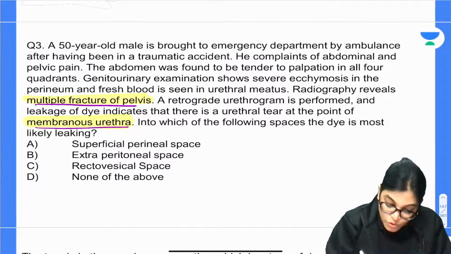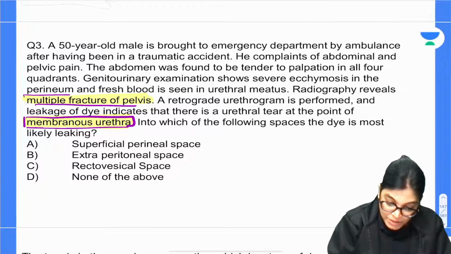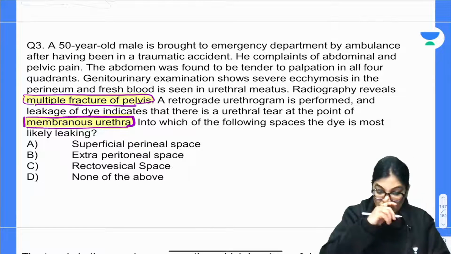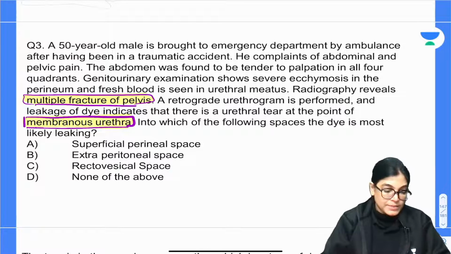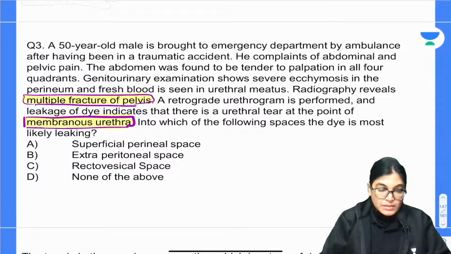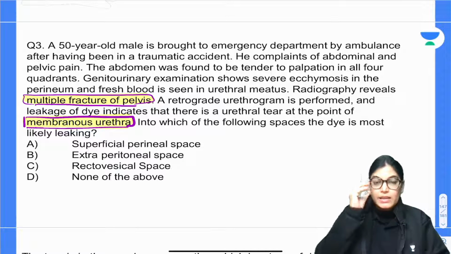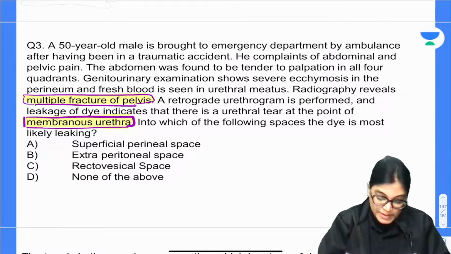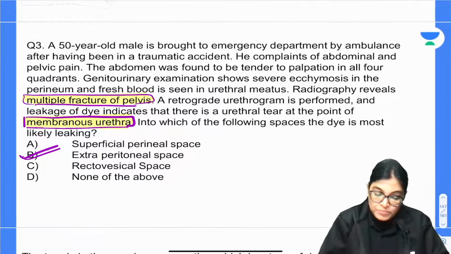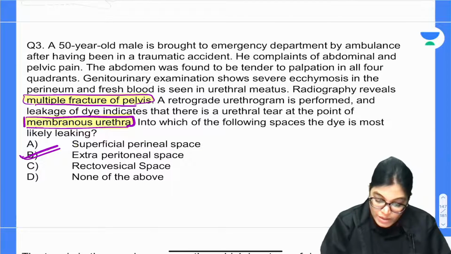So Amit, I will once more tell you that the area injured is membranous urethra, with multiple fractures. That is the key point to help you to come across the correct answer. Okay, so let's see whether it is A, B, C, D, which is the correct answer. The correct answer, my dear aspirants, is extraperitoneal space. Okay, B will be the correct answer. Superficial perineal space is not the correct answer.